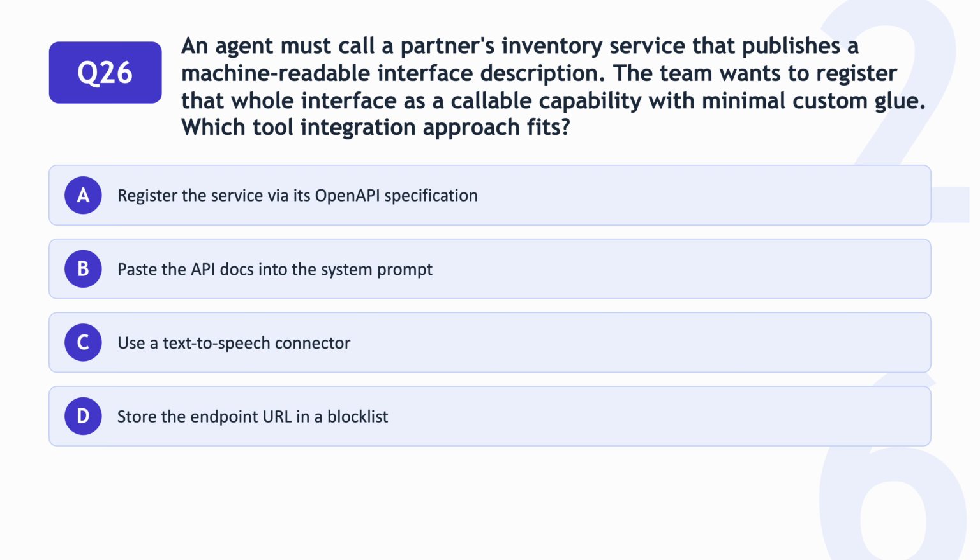A. Register the service via its OpenAPI specification. B. Paste the API docs into the system prompt. C. Use a text-to-speech connector. D. Store the endpoint URL in a block list. Pause the video if you don't want the answer yet.